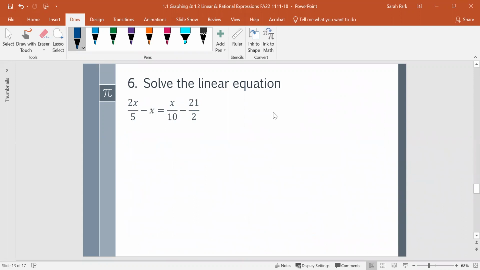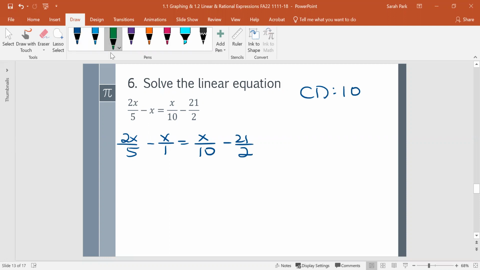Okay, let's try another one. Number 6, another linear equation with fractions. I'm going to rewrite it so that it's all fractions here. So 2x over 5 minus x over 1 equals x over 10 minus 21 over 2. Again, I look at the denominators 5, 1, and 2, 10 and 2. It looks like the common denominator is going to be 10 again.